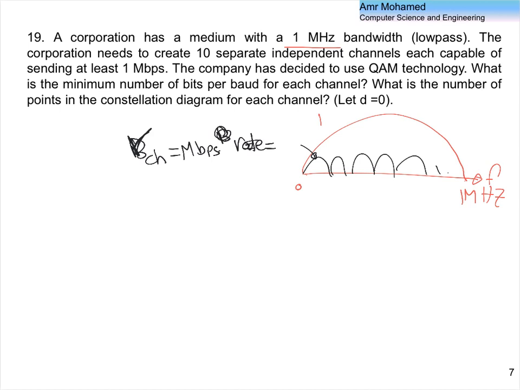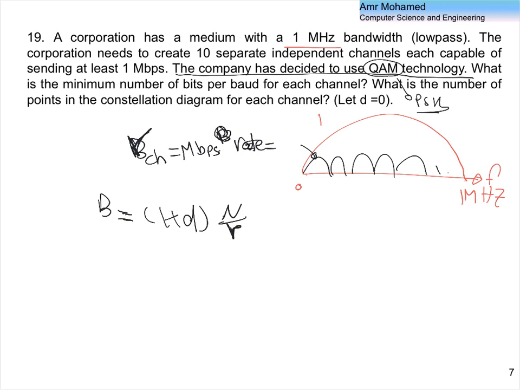The company has decided to use the QAM technology. When we talk about rate and bandwidth, if I remove this and put PSK, it doesn't really make any difference, because we are talking here about bandwidth. We're not talking about probability of error. And in this course, we did not study calculating or estimating the probability of error, because it requires very complicated techniques. But we only learned how to calculate the bandwidth. Okay? We know that bandwidth equals 1 plus d times S, which is N over R.